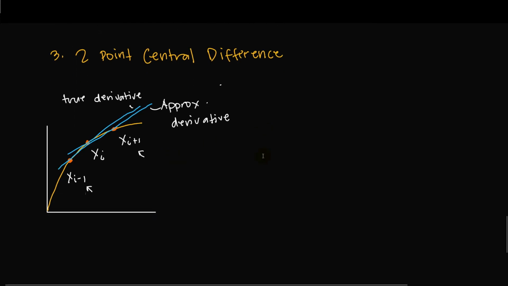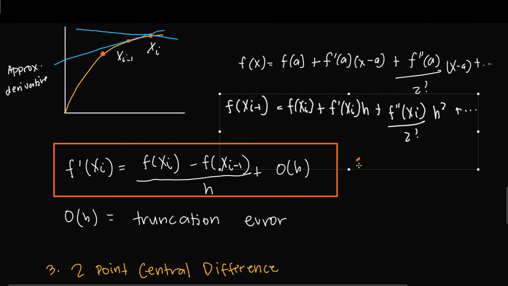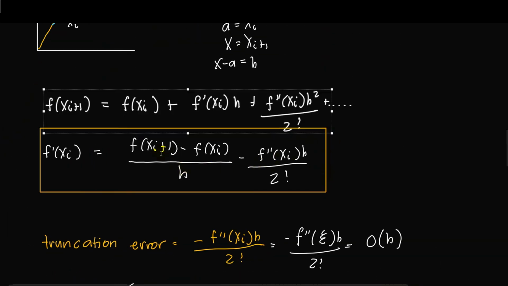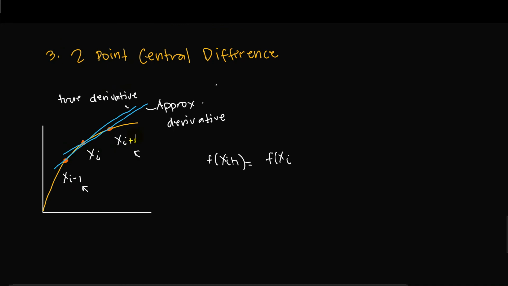Okay, so let's put the equation for f of x sub i plus 1. By the way, the equations that we are looking for these points were actually derived earlier, this one and this one. So we're just going to subtract this from this one to arrive at the formula for the 2-point central difference. Okay, let's put the formula right here, in 2-point central difference.